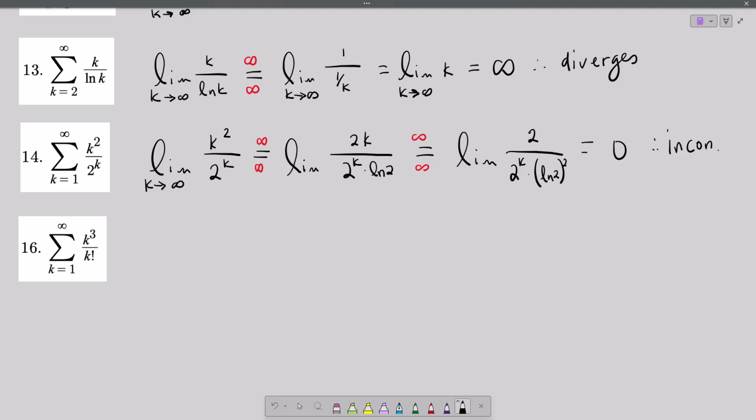Unless you have a telescoping or a geometric. If you have a telescoping or a geometric, you can find the actual sum of the series. For most series, you can't. All you can say is that it converges or it diverges, and if it converges, we have some estimating tools, but that's hard. That's much harder math.